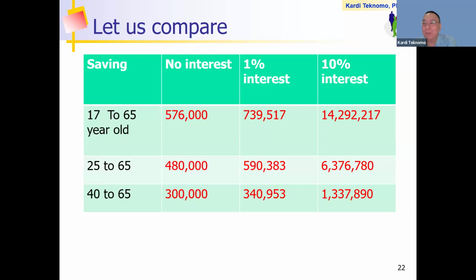So with that, let's compare without interest, with 1% interest, and 10% interest. What do you think? Which one has more influence: time, the interest, or the amount that you save? You want to say something, Avi? Can you unmute? Time and both time and interest. Time and interest.